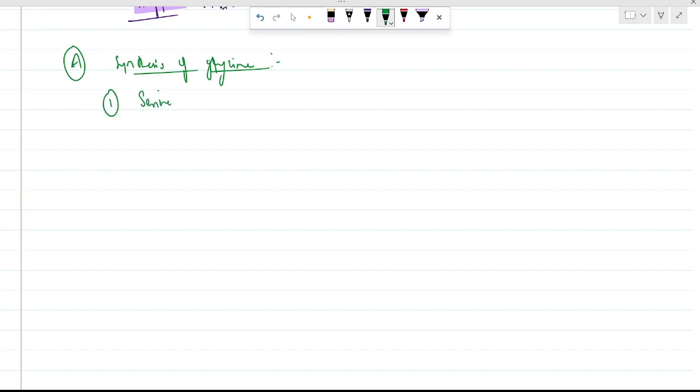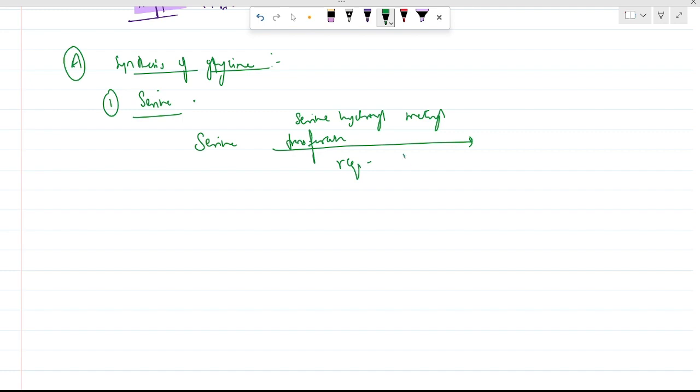So let's start with the metabolism. First, we'll see the synthesis of glycine. First, we have seen it from serine. On serine, the enzyme acting is serine hydroxymethyltransferase. Now this requires PLP and folic acid. These are B6 and B9.